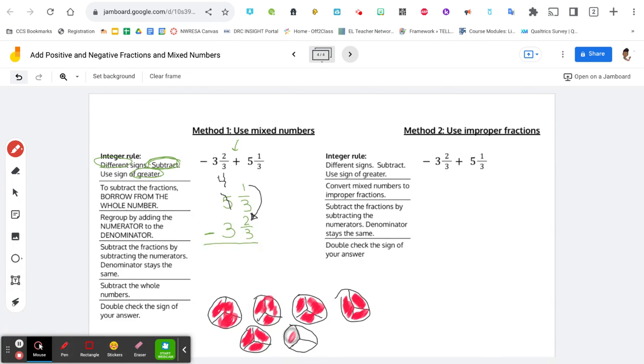And then here is 1 piece out of 3. So I'm saying I only have 1/3. I need to take away 2/3. So I need to take away 2 slices. I'm not going to be able to do that.